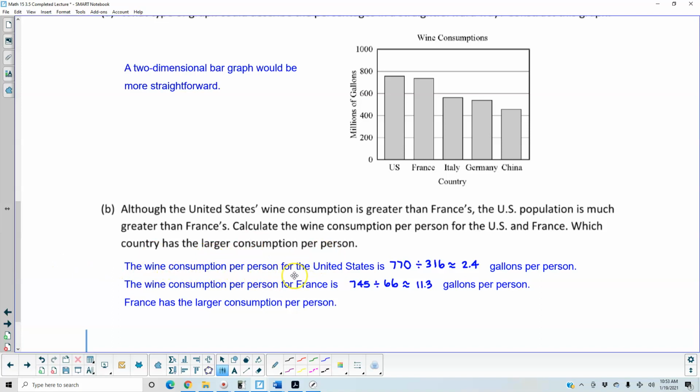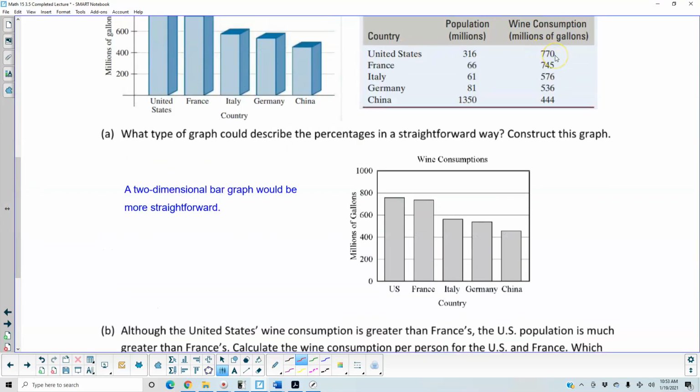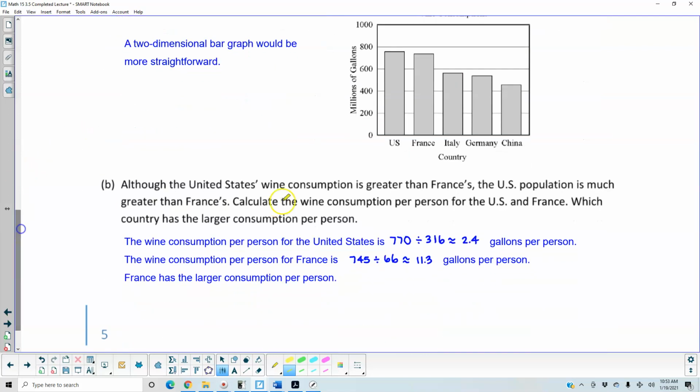So the wine consumption per person for the United States, well, we know that the number is 770, and we're going to divide it by the population, which is 316. So again, let's highlight this. There's the wine consumption for the United States, and then there's the population. So if we take 770 and divide that by 316, it gives us approximately 2.45 gallons per person. And again, that's for the United States.